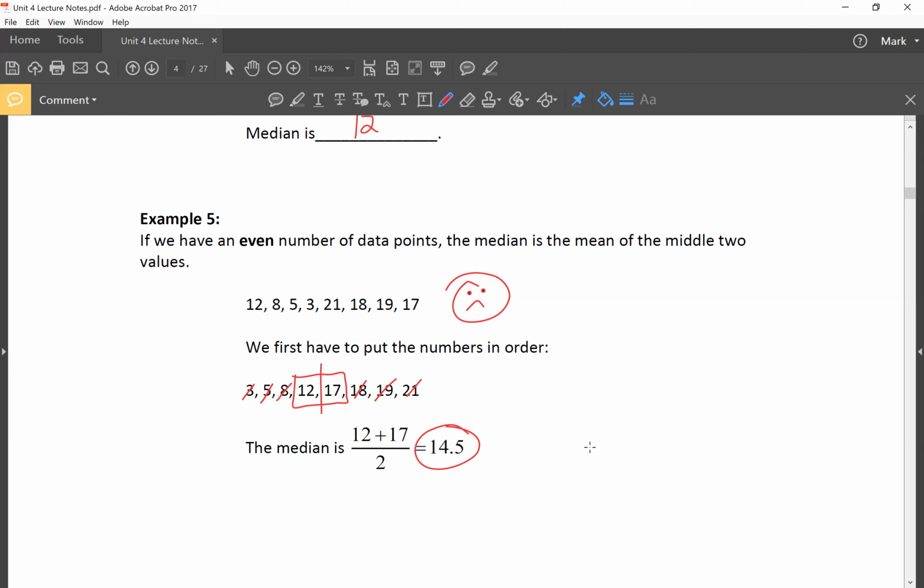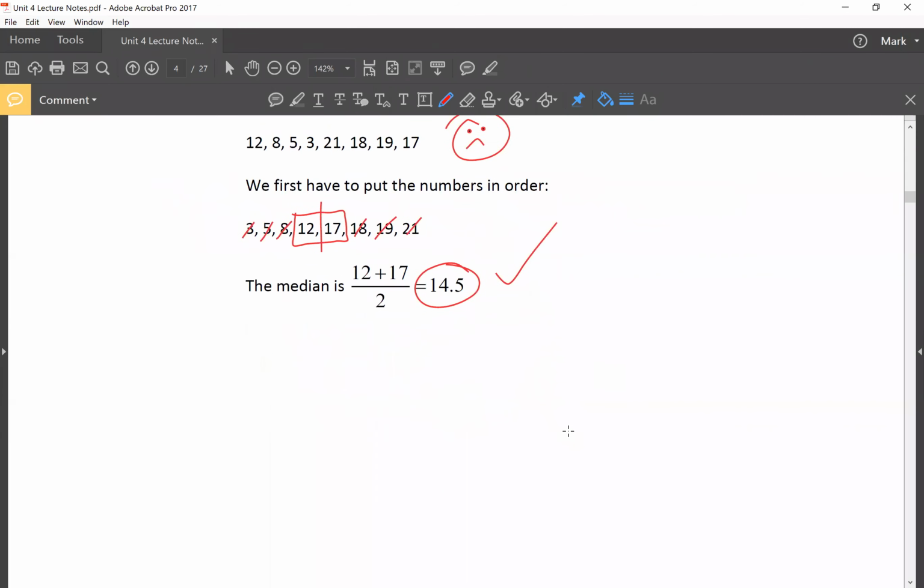And this is okay. What I mean is sometimes students are like, oh, well, the number isn't in the number set. So how can it be the answer? I know that's a bit confusing, but it is the answer. The median doesn't need to be in the set. I guess neither does the mean.